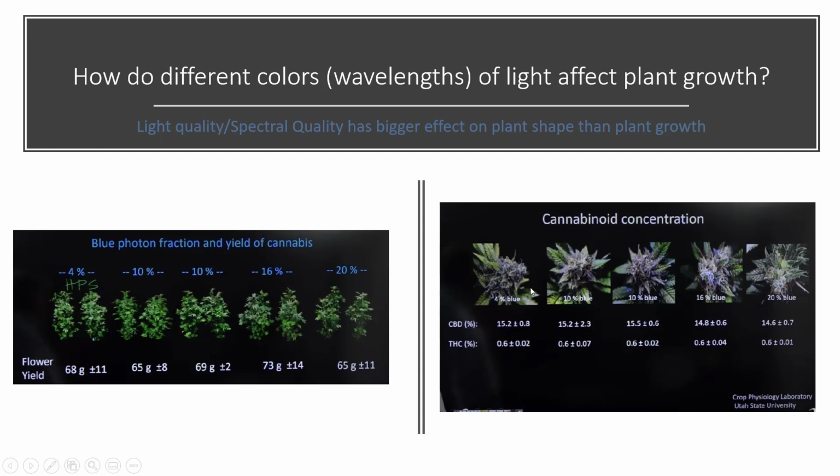Or if we're looking at cannabinoid concentration, so CBD concentration or THC concentration, again, we don't see a difference growing under different percentages of blue light. This may vary from what you'll see in some lay articles that say it could vary. When they're doing the scientific studies, the lab studies, they're not really seeing that difference, at least not a significant difference.